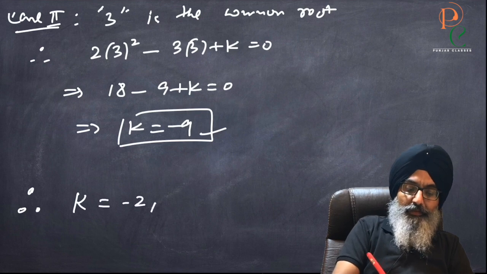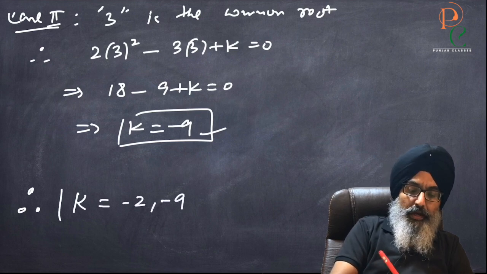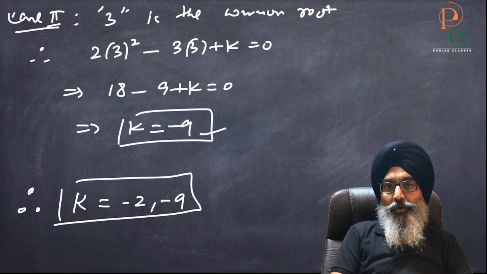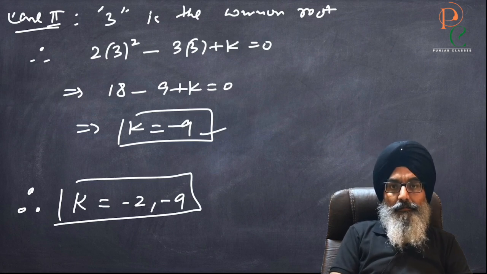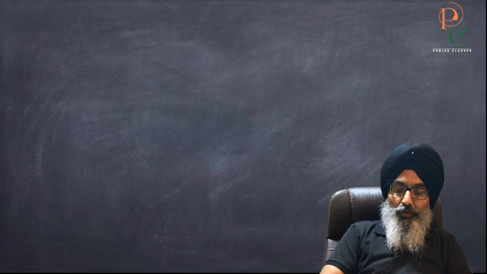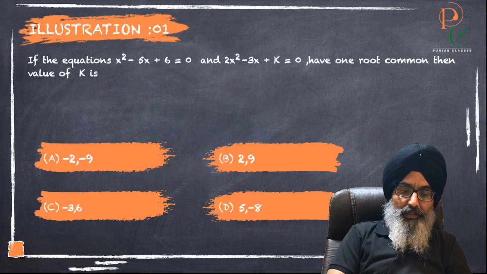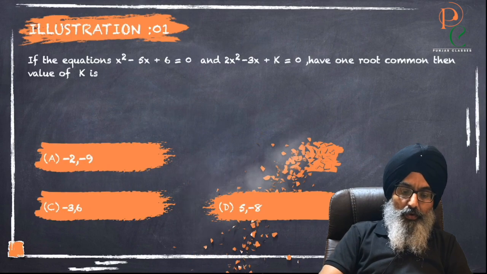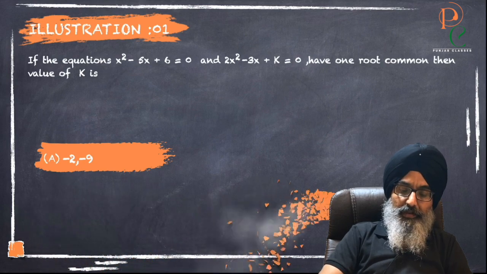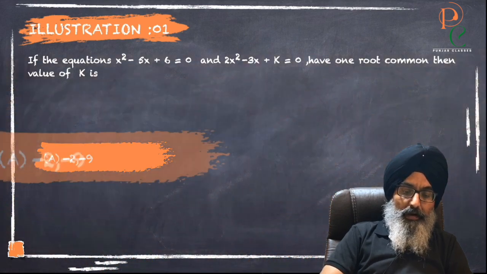From the first case we had obtained k as minus 2, and from the second case we had obtained k as minus 9. So the second method, the alternate method, by using the concept of the common root, means it will satisfy both the equations. So let's see the options. We were given these options. Clearly we can see here the first option A is correct and the options B, C and D are wrong. So A is our correct answer.